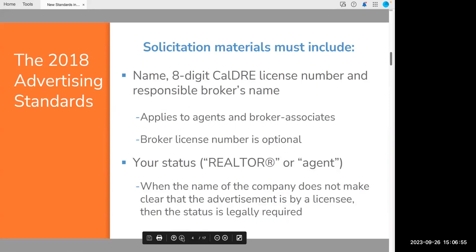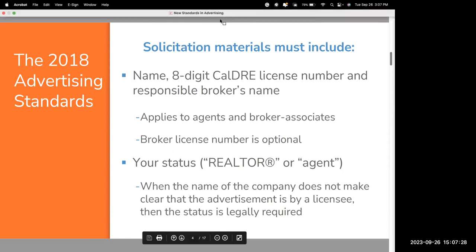Back in 2018, advertising standards. Soliciting materials must include your 8-digit DRE license number and responsible broker's name. Okay, I want to be very clear that the responsible broker is not Simon. You're not going to put Simon. You're going to put the brokerage. Okay, Keller Williams South Bay, Keller Williams PB, or any Keller Williams that you are part of.